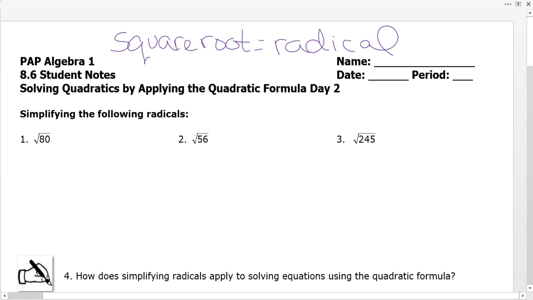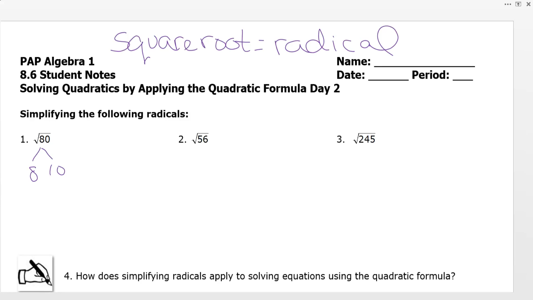And when we're simplifying radicals, you may have seen this before in 8th grade, we're basically doing prime factorization. So I'm going to take 80 and split it into two factors of 80, and I'm going to use 8 and 10. And you probably remember when you do prime factorization, it doesn't matter which two factors you start with, you end up, when you're finished, at the same place.